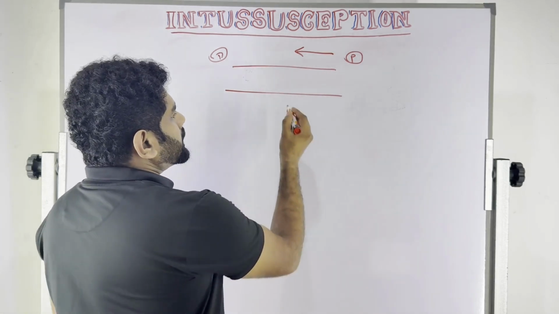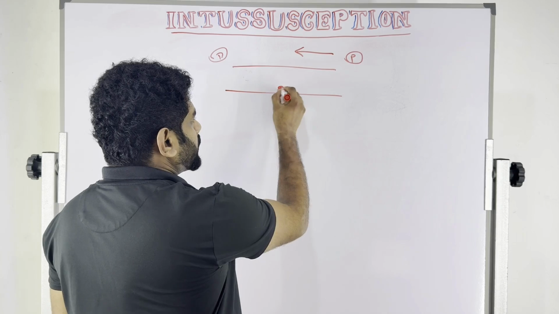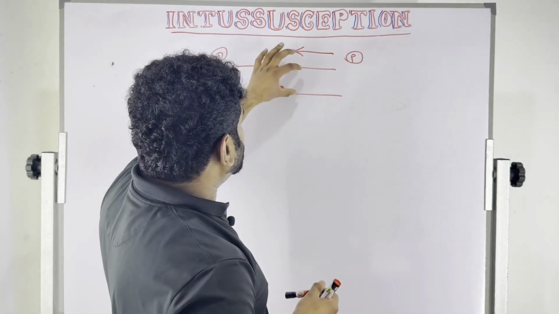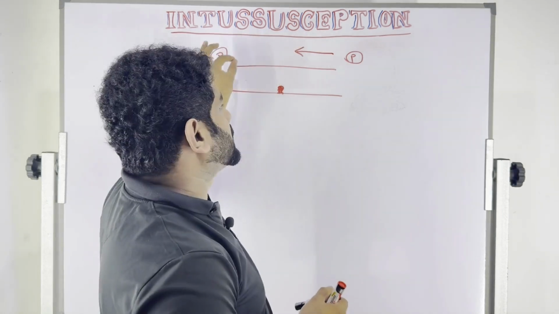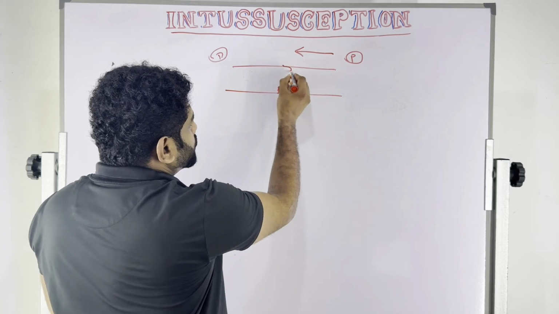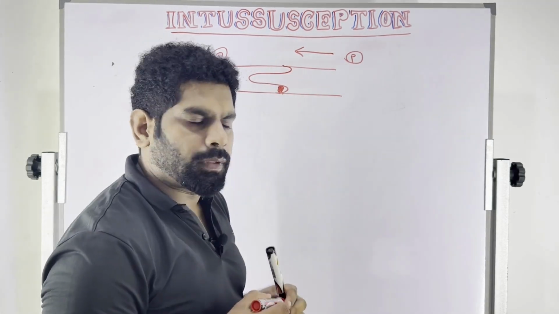Let's say there is some disturbance. There is a traction point. Due to the traction point, the part of the bowel will be pushed into its own lumen. Let's say now this bowel is pushed into the lumen.